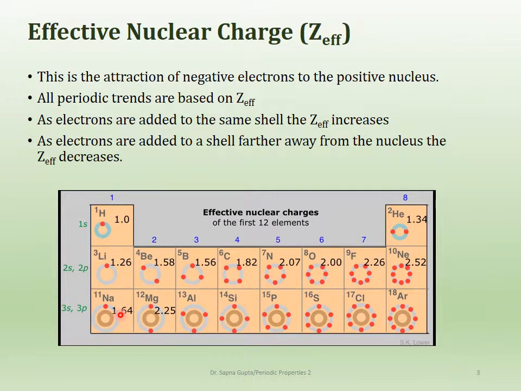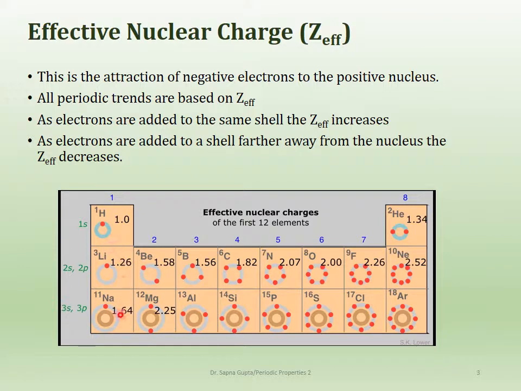On the other hand, the effective nuclear charge trend as you go down is not so much. For example, going from lithium to neon has been almost a 1.3 increase, whereas going from lithium to sodium, it's a very small increase, which means the effective nuclear charge does not increase that much. So this is how we explain this.